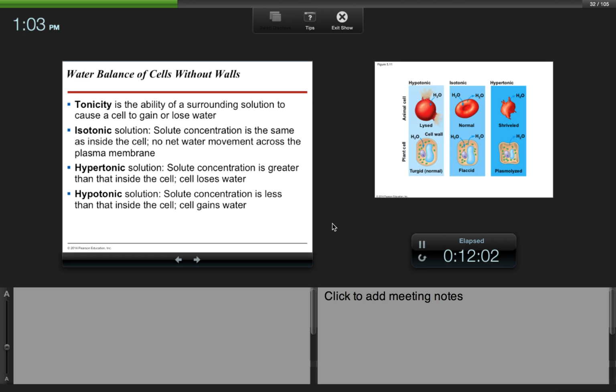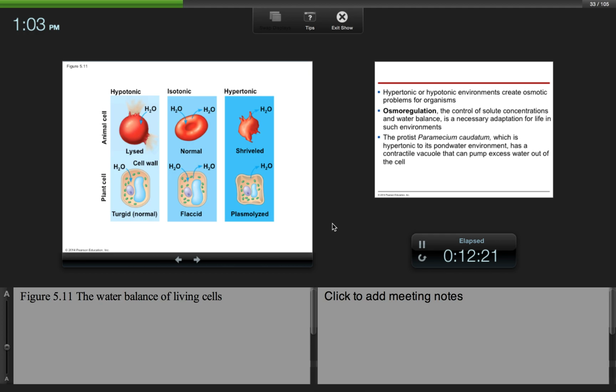Isotonic solution, solute concentration is the same as inside the cell. There's no net water movement across the plasma membrane. Hypertonic solution, solute concentration is greater than that inside the cell, and the cell loses water. And hypotonic solution, solute concentration is less than that inside the cell, and the cell will gain water. Okay, well, what does that look like? Here we have an animal cell and a plant cell, both in a hypotonic solution. So there's going to be more solute on the inside of the plant and animal cells than the outside.